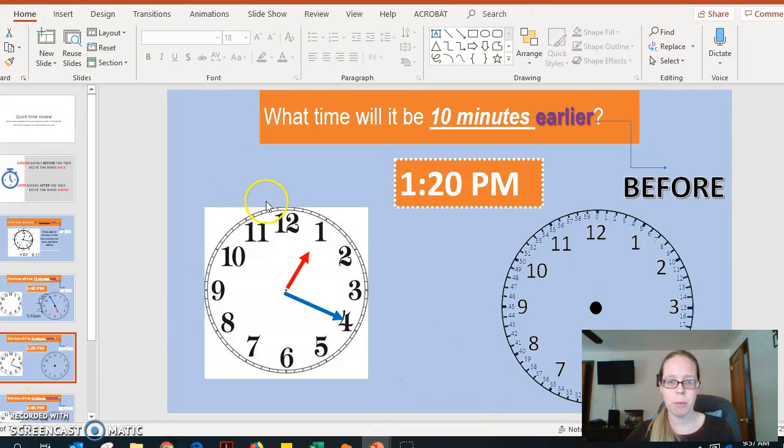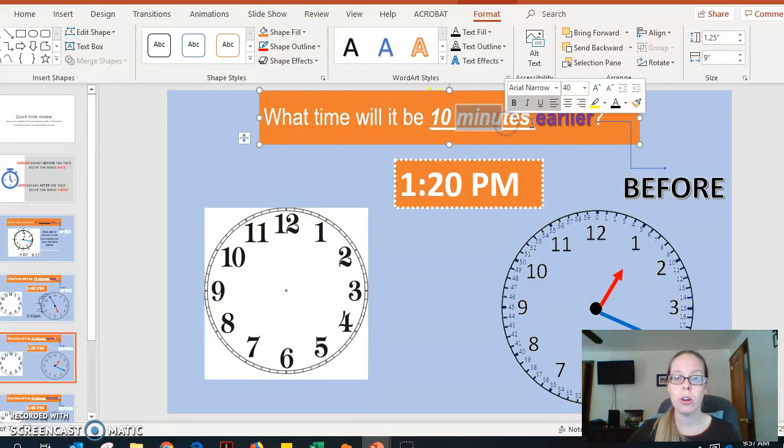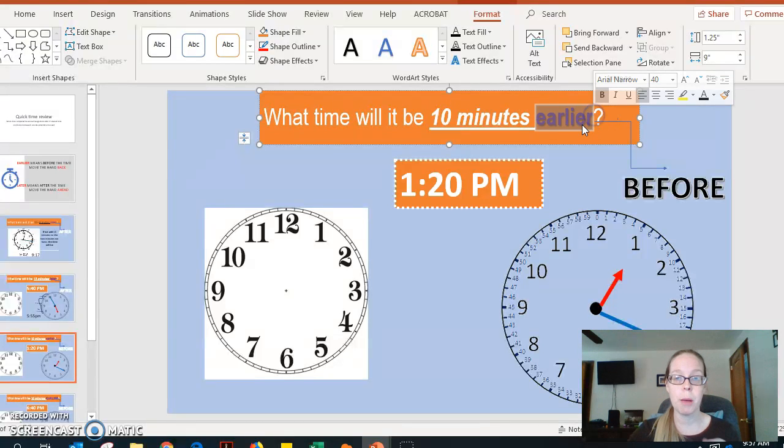All right, so here's another one. We got 1:20. Here, my hour hand is pointing to the 1. My minute hand is pointing to the 4. 5, 10, 15, 20. It's 20 minutes past, so it's 1:20. The question wants to know, what time will it be 10 minutes earlier? So this one is asking you, what time will it be before it's 1:20?